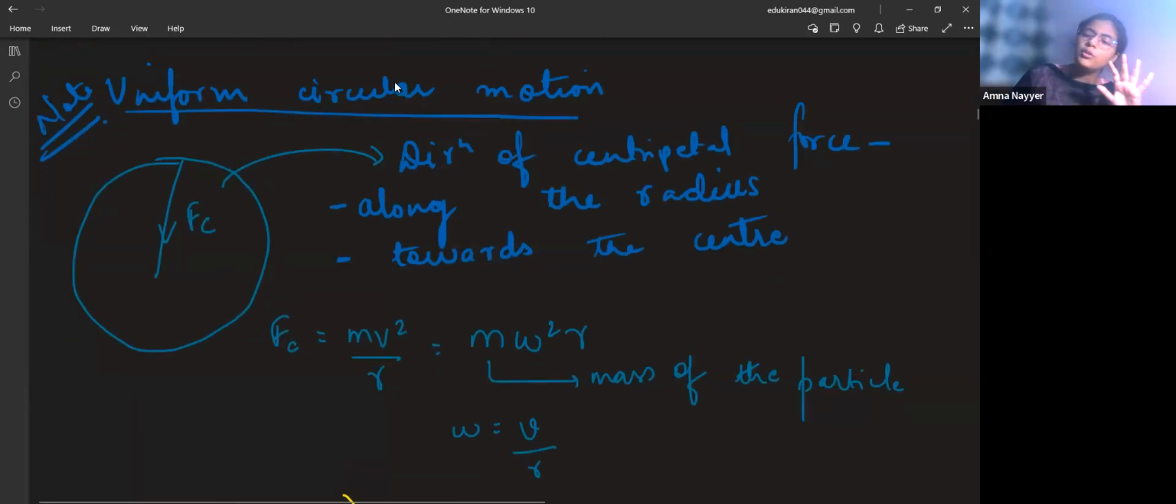Any doubts if you have, you can ask. Till here, all of you have understood how to derive the formula? Yes? Austin? Yes. Homam? Yes, ma'am.